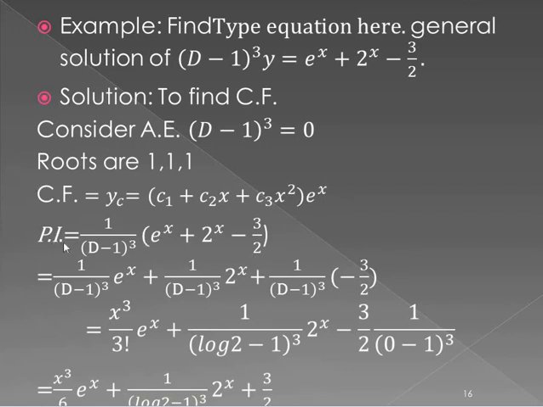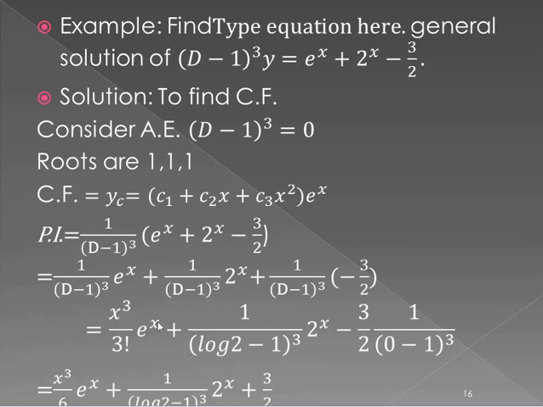So now we have to find the particular integral, that is equal to 1 upon d minus 1 cube, e raised to x plus 2 raised to x minus 3 by 2. So we have to separate out these three terms: 1 upon d minus 1 cube e raised to x, plus 1 upon d minus 1 cube 2 raised to x, plus 1 upon d minus 1 cube into minus 3 by 2. For the first term we have the direct formula. If 1 upon d minus a raised to r, e raised to ax, then the formula is x raised to r upon r factorial, e raised to ax.